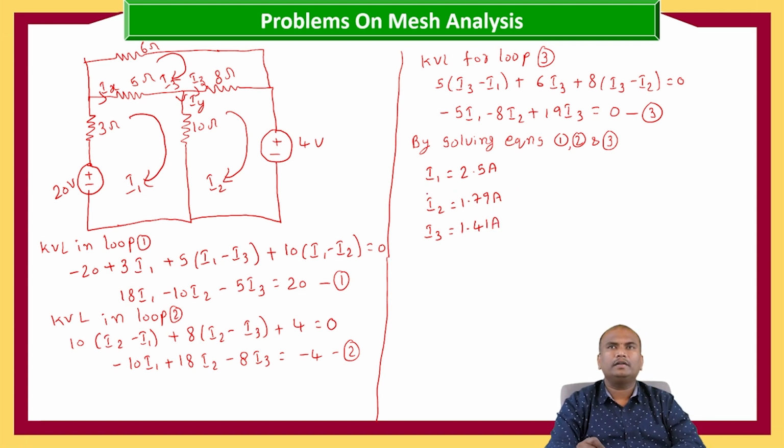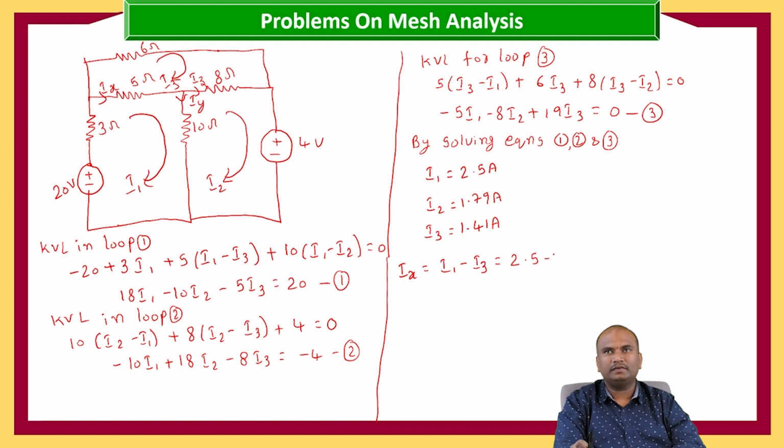Now we got the I1 value as 2.5 amperes, I2 value as 1.79 amperes, I3 value as 1.41 amperes. Now we got the I1, I2 and I3. So we can get the Ix value, which is equals to I1 minus I3.